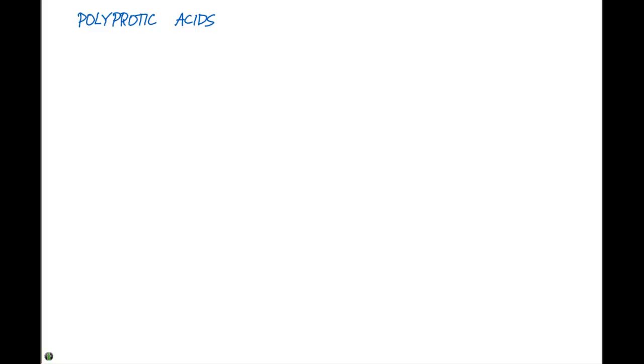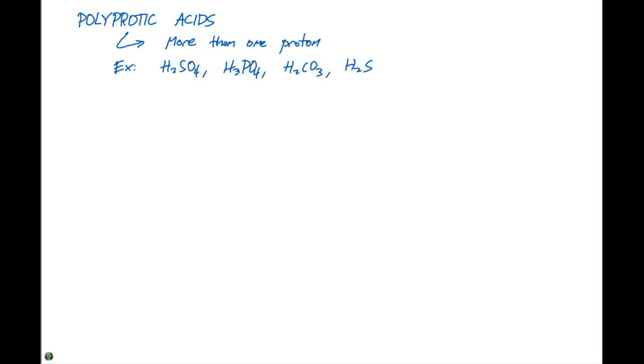In this video, we're going to look at some of the properties of polyprotic acids, which simply means that an acid has more than one proton. Some examples of these polyprotic acids are H2SO4, H3PO4, H2CO3, and H2S, and there are a wide variety of examples of these.